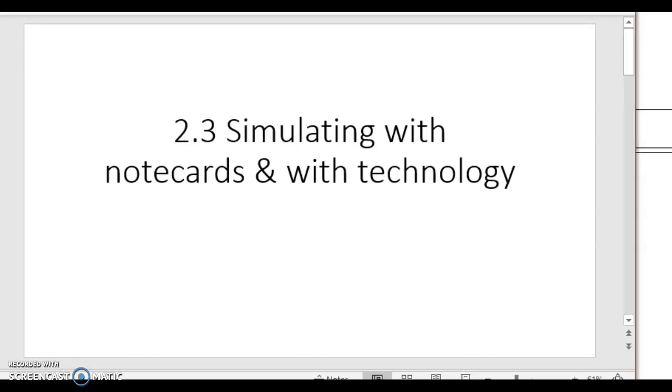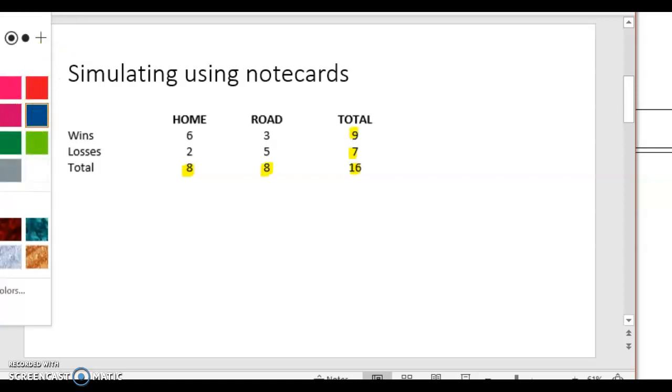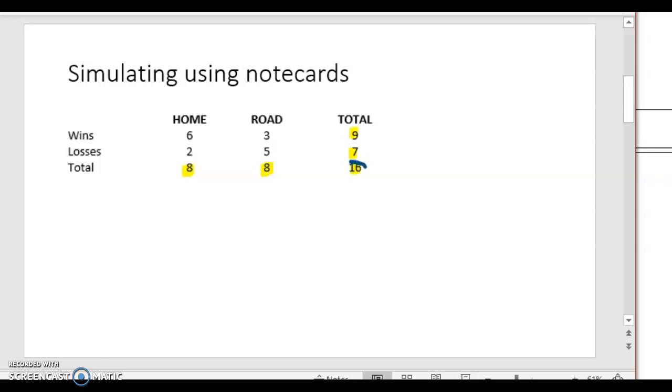Hello, let's talk about how to simulate athletic performance using note cards and technology when we're given two different proportions. If we have an example, this is the Cardinals data once again. If we have 6 wins at home, 3 wins on the road, when we're simulating with note cards, we actually use the totals. You have to describe each of the totals in order to simulate with note cards. So what that means is this grand total here tells me the total number of note cards.